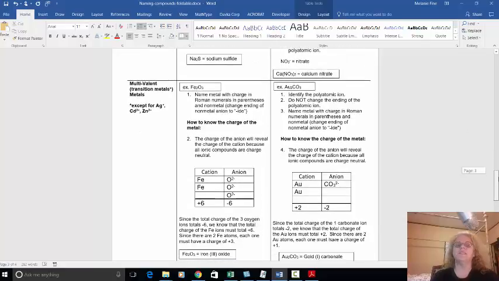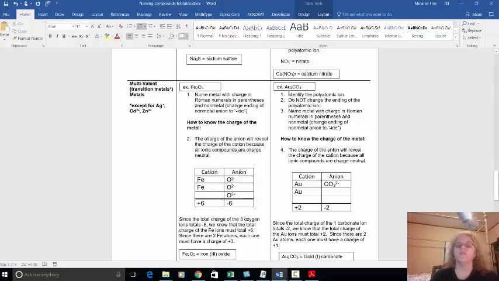If I had a polyatomic ion but I had a multivalent metal, remember my single valent metals are the alkali metals, the alkaline earth metals, and group 3, right? And the exceptions, silver, cadmium, and zinc. Those are my single valent. So anything else, like in this case, Au is gold, is going to be called a multivalent metal.